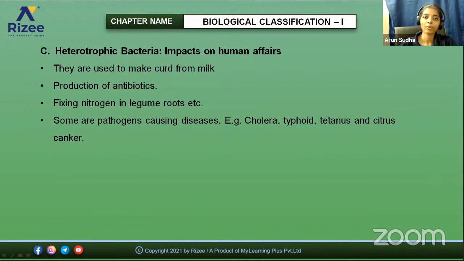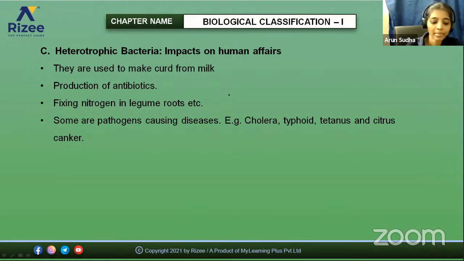Then there are several types of bacteria which help humans. There is an impact on human affairs, and there are both positive as well as negative impacts. For example, take the formation of curd. What is the bacteria that is involved in the formation of curd? Daily you would have seen in your house the formation of curd. So how is the curd formed? Because of the action of bacteria.